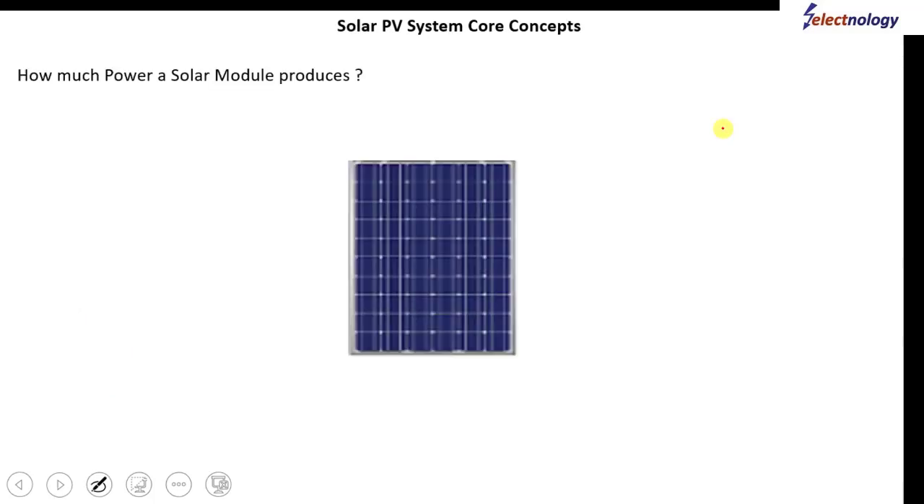Now the question is, how much power does a solar module or solar panel produce? Suppose you go to the market and the seller tells you that he has a solar module of 200 watts, and its area is 1 by 1 meter, assume. This is 1 meter and this is 1 meter. So the total area of the module is 1 meter square.